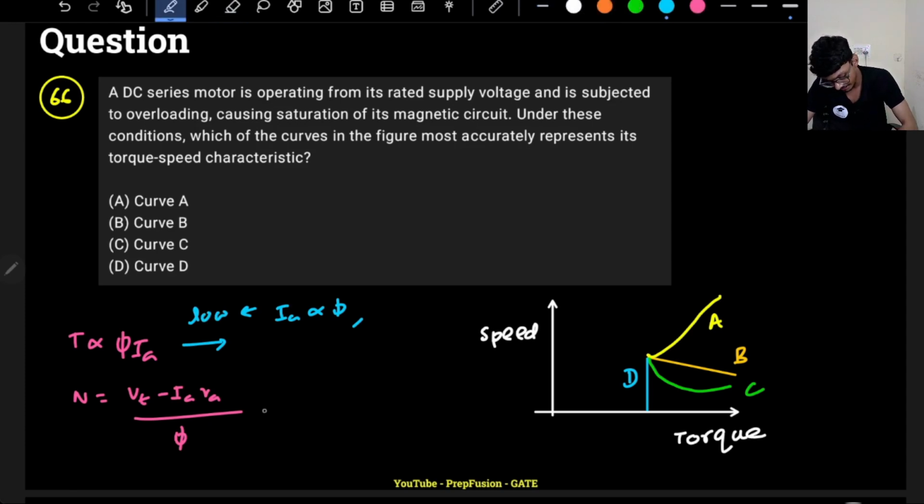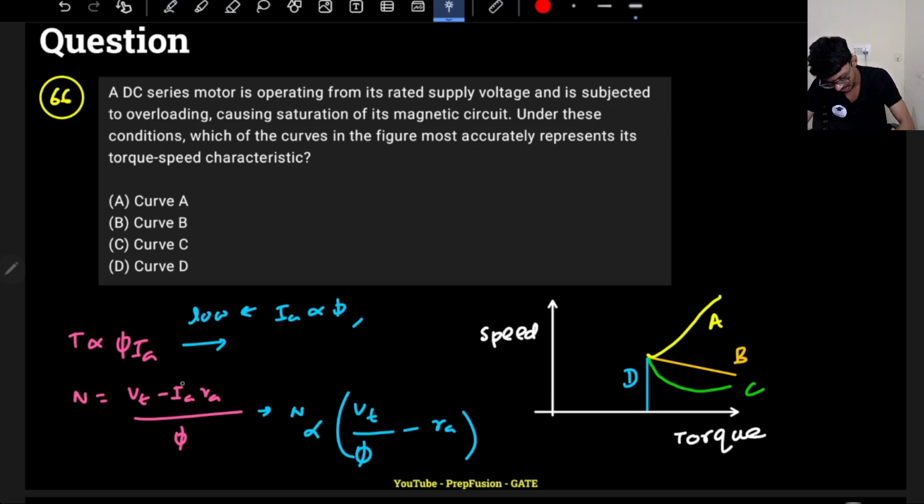Then the speed will be basically Vt divided by phi minus Ra. Why? Because here current is proportional to flux, and the series field winding current and the armature current are the same, so both of them cancel out. So basically it will initially be like a rectangular hyperbola.